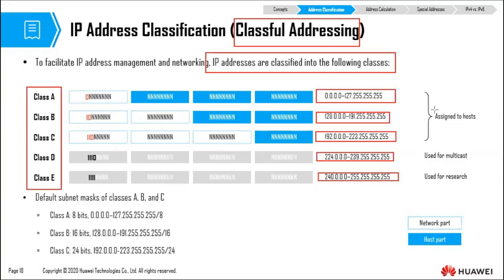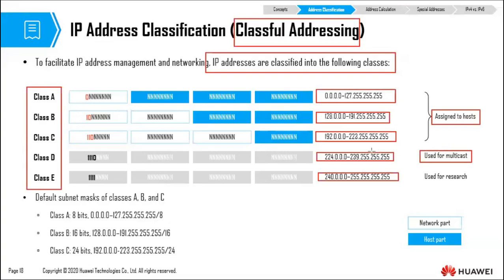Now, it is important to understand that only class A, class B, and class C can be assigned to hosts. On the other hand, class D addresses are used for what we call multicast. You remember we said that we have unicast messages, which is one-to-one. We have multicast messages, which is one to a group. And we have broadcast messages, which is one to everyone.